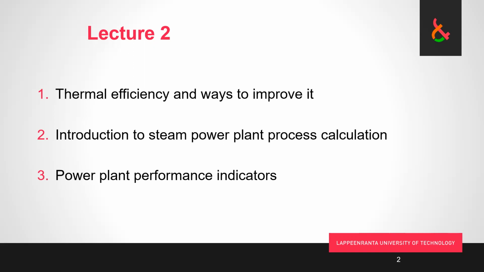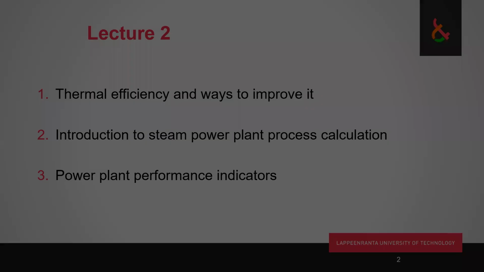The second part is going to be a little introduction to steam power plant process calculations. And then in the final third part, we're going to look at the different performance indicators that we have for steam power plants. How do we calculate them? What do they mean? How are they defined? And without any further ado, we can get started with this first part about thermal efficiency and ways to improve it.